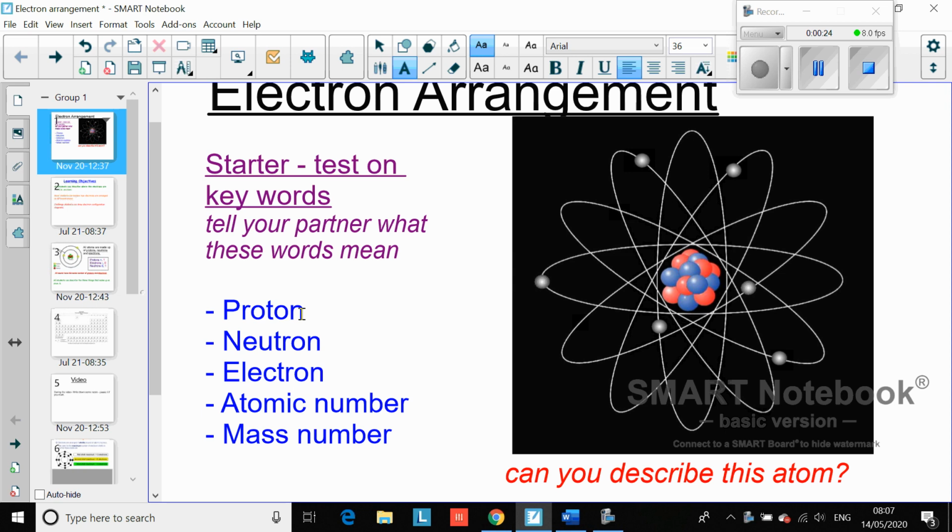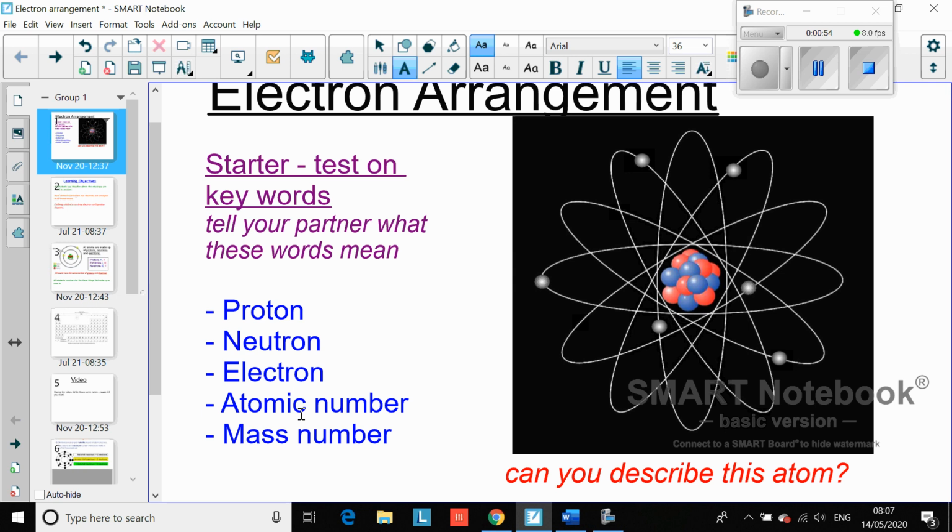Okay, so in case you're not clear, a proton is a positively charged particle found in a nucleus with a mass of 1. A neutron is a neutral particle, also found in the nucleus, also with a mass of 1. An electron is a negatively charged particle with almost no mass, virtually no mass, so negligible, we would say. It orbits the atom like this.